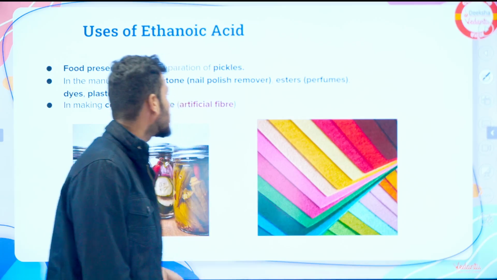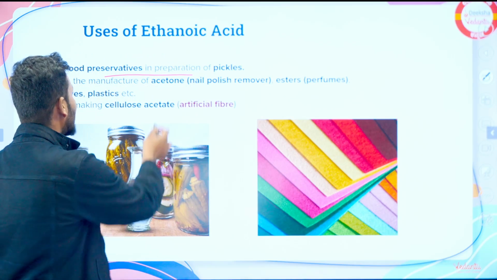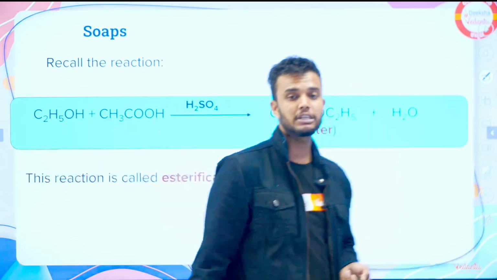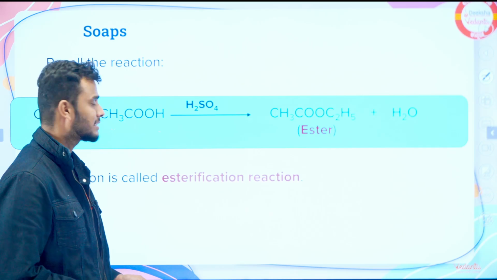Very simple uses of ethanoic acid. It is used in pickles as a preservative, and in acetone manufacture or artificial fiber manufacture. Let's move on to the soap. We already discussed esterification reaction, right?